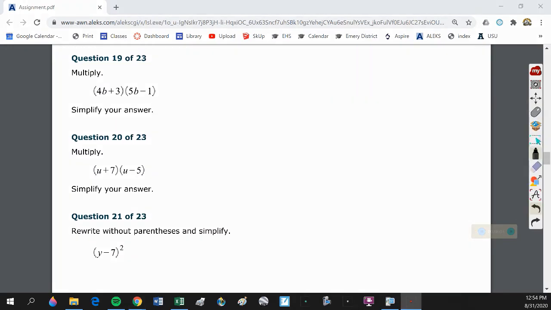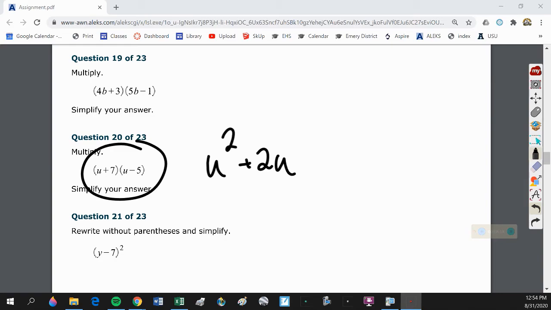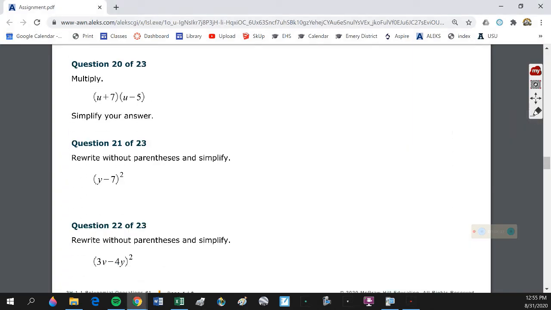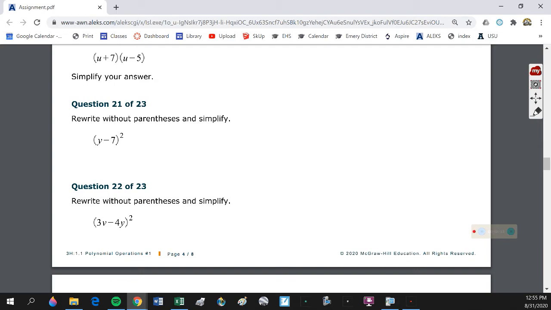And you might, I mean, really, some of these you can do in your head. Can you figure out that one without writing it down? What's it going to be? U squared plus 2u minus 35. Okay, and sometimes it would make sense to just write them out like that. And again, this is just review stuff. All right, what about 21? So you do y minus 7 and y minus 7. Okay.